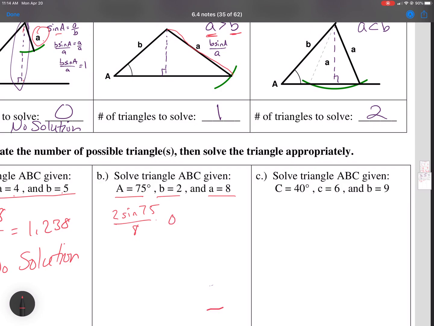And that's 0.2445. So that means we either have one solution or 2 solutions. But since A is 8 and B is 2, that means there's only one solution.